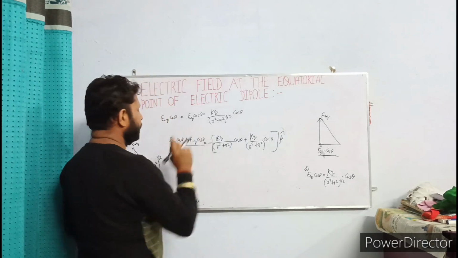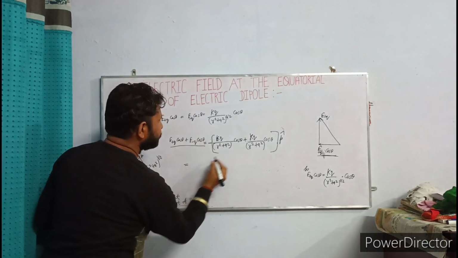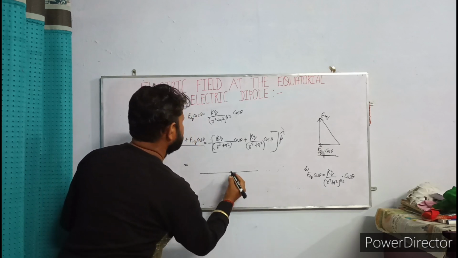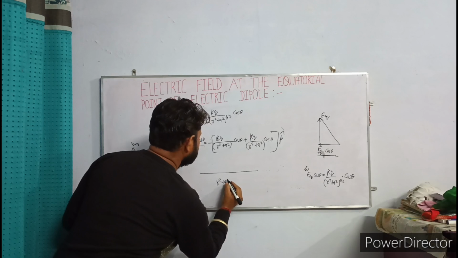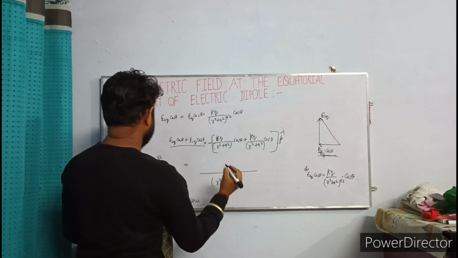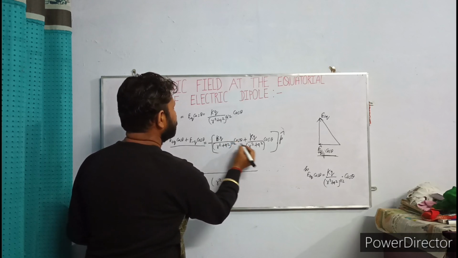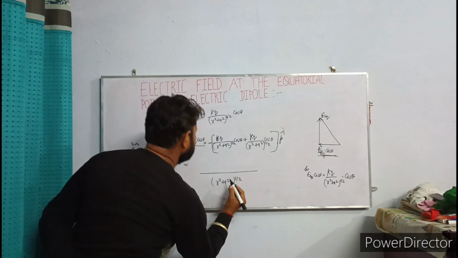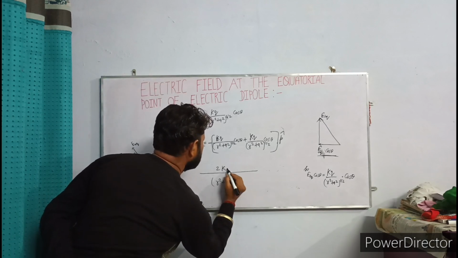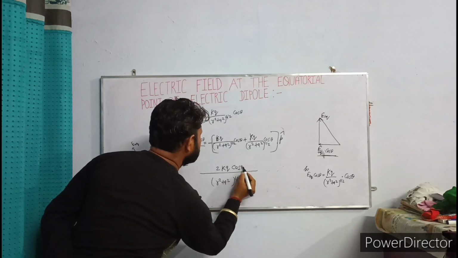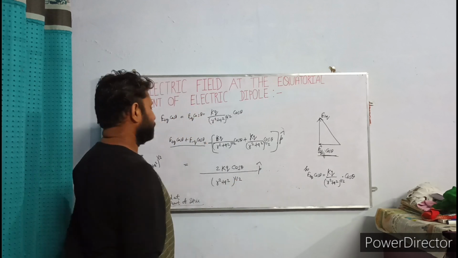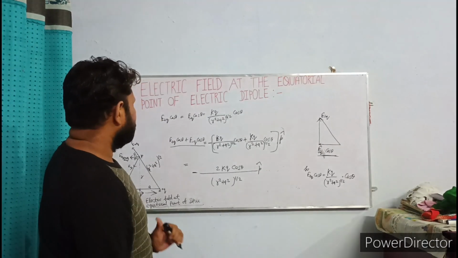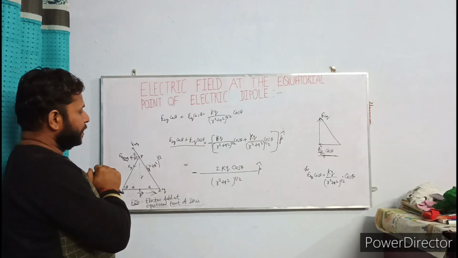Okay, students. So further solving, r square plus a square to the power 1 by 2 to the power 1 by 2, then its value is 2kq cos theta, with the direction, and here minus. Okay, students, please note down this.